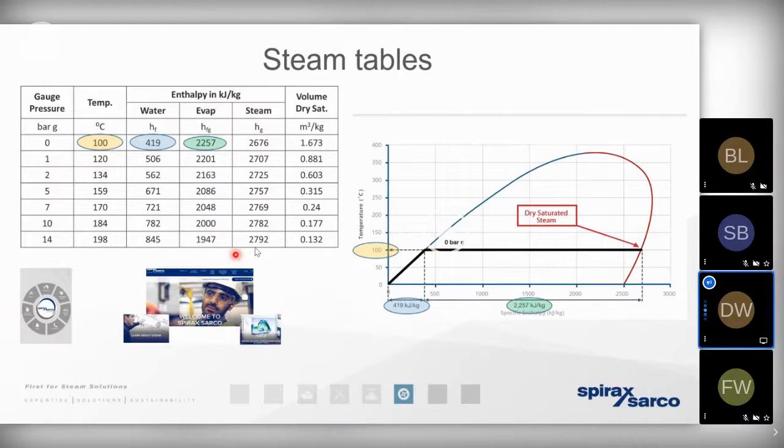So let's move across to the temperature enthalpy curve that we can see here. This demonstrates the journey that water takes as it changes state and evaporates to produce steam. We're using the example here of 0 bar gauge, where we know that water boils at 100 degrees, which means we need to put 419 kilojoules of energy into the water before it will boil. So it's at this point here that the water is going to start to evaporate and produce steam. But it's only when we've added the full 2,257 kilojoules of energy into that boiling water that we can say the evaporation process will end.